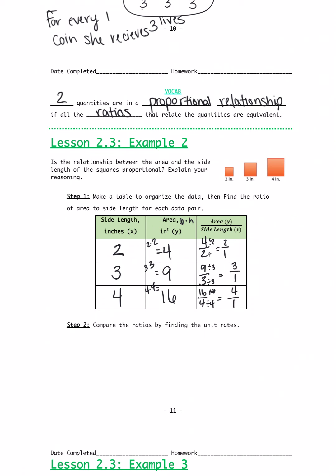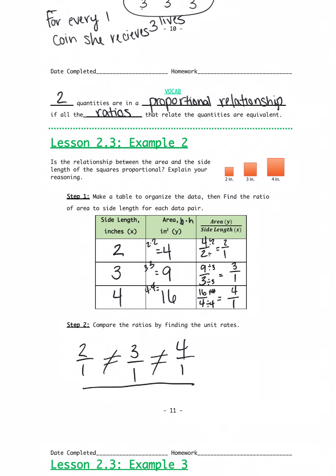So we need to compare our ratios. We have 2 over 1, and 3 over 1, and 4 over 1. As we can see, they all have 1 on the bottom, but our tops don't match. So these are not equivalent, which makes this not proportional.